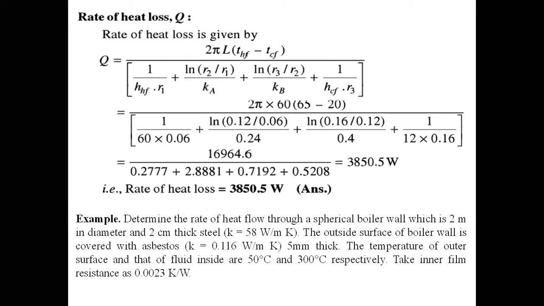Inner film resistance means basically we know for convective heat transfer the resistance is 1 by hA. Okay, so this is the resistance for convective heat transfer. So this is for the inner surface, this is called inner film resistance, and for the outer this is called outer film resistance. Clear? Here 1 by h A1 is given. This is 0.0023 K by W. Clear?